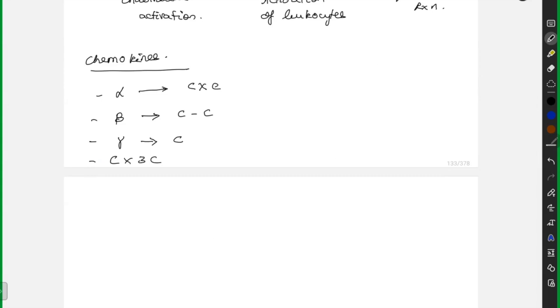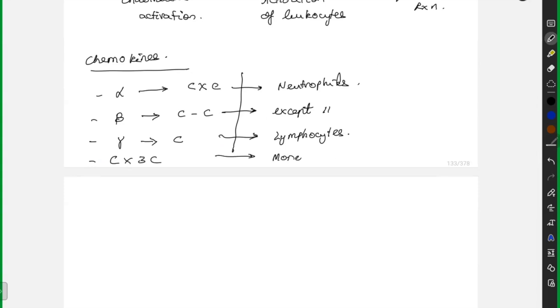So what is the importance of this? Alpha will be acting on neutrophils. And beta will be acting on all the cells, WBCs, except neutrophils. So they are going to act on all leukocytes except neutrophils. And gamma is going to act on lymphocytes. And CX3C is going to act on monocytes and T cells.